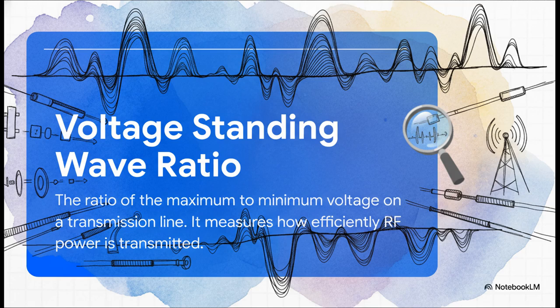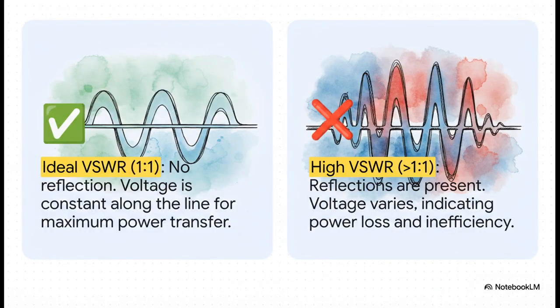VSWR is just how we measure how bad those standing waves are. It's a simple ratio. You take the highest voltage point and divide it by the lowest voltage point. That's it. So in a perfect system, a lab fantasy, there's no reflection, the voltage is totally constant, and your VSWR is a beautiful one-to-one. But out here in the real world, any mismatch is going to give you a higher ratio, and that number is a direct signal that you're losing efficiency and power.